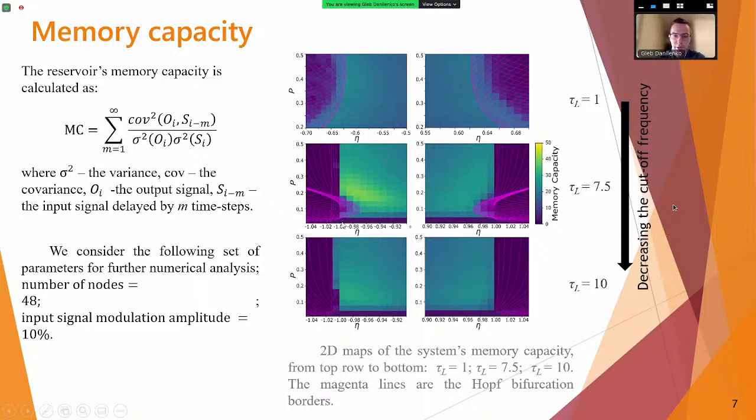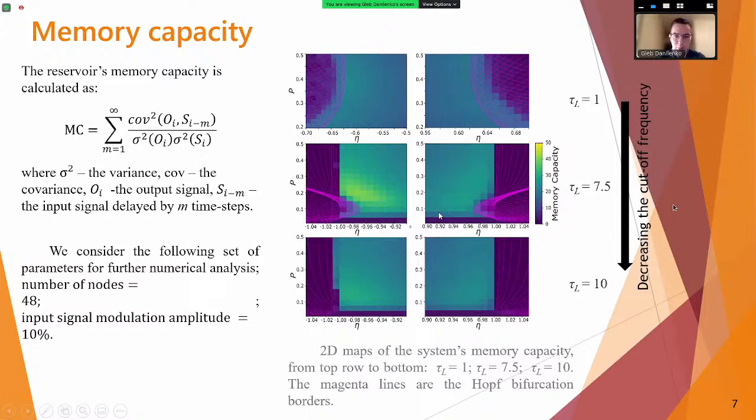Changing the bandwidth affects the bifurcation structure. Firstly, it takes on a complex shape and then becomes relatively flat. The 2D maps are asymmetric with respect to the feedback sign. With a decrease of the cutoff frequency of the low-pass filter in the feedback loop, we see that the memory capacity decreases. The maximum value is observed in the vicinity of the Hopf bifurcation border.